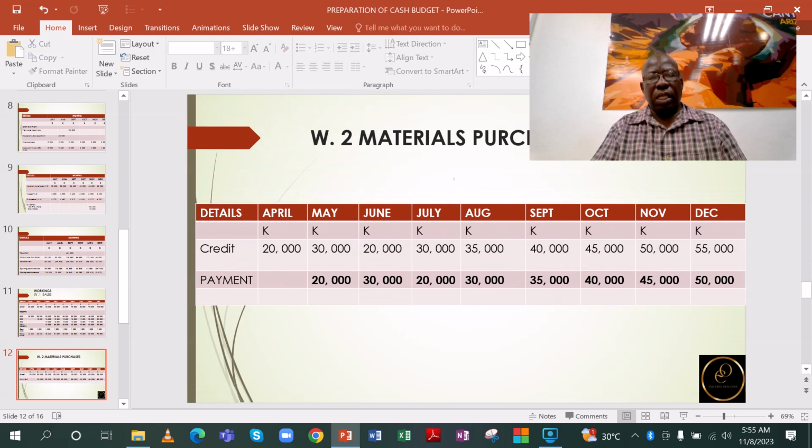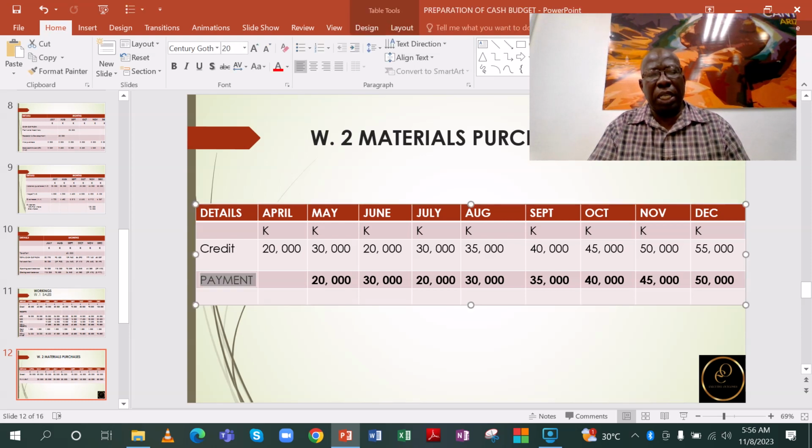Okay, so we have 20,000, 30,000, 20, 30, and through to 55 as we picked it from the table there. But we are told that the payment lagged by 1 month, meaning that the purchases of April will be paid in May. That's why you have 20,000 appearing under May here, to show when you paid that amount. Equally, 30,000, there will be a lag of 1 month, it will be paid in June.